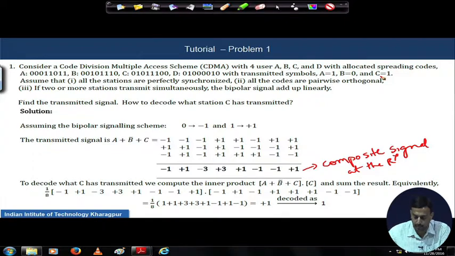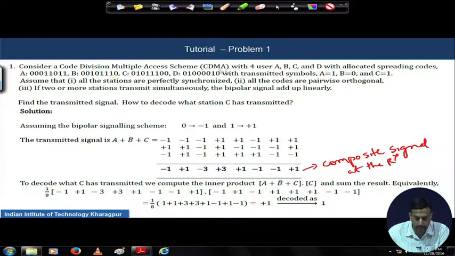which was the bit that was precisely transmitted by user of station C. So you can repeat this example by choosing to find out or decode what station B has transmitted, for example. So all you need to do is once again take the composite signal and this time multiply it by the code of B.